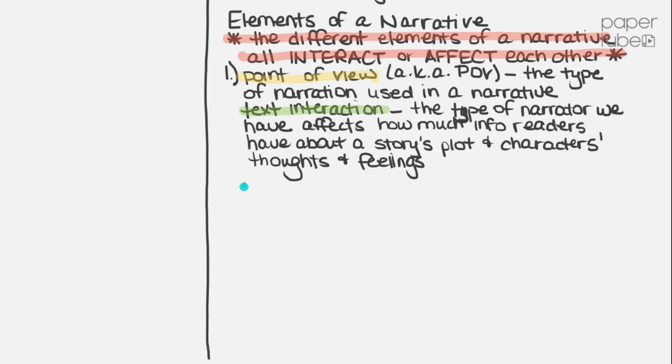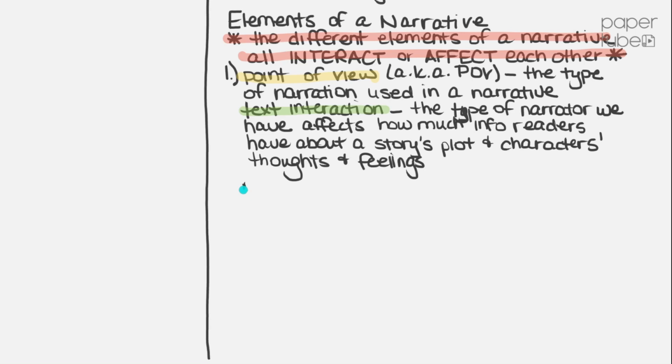So point of view affects how much information we have about the plot events in the story and what characters are thinking and feeling. Depending on the point of view, we either have more information or less information. If I have a third person omniscient narrator, then I know everything, and I might see the same event told from different perspectives to get a fuller picture.